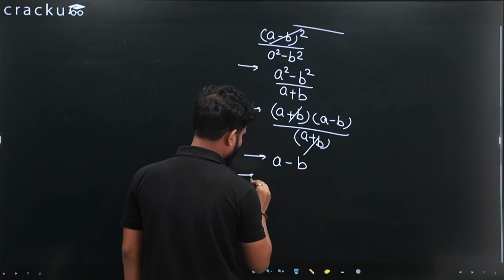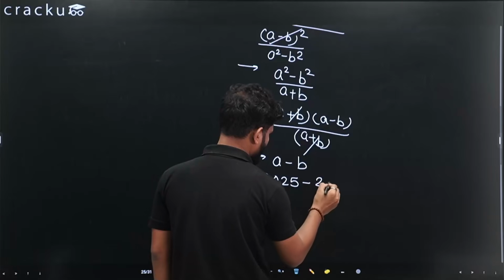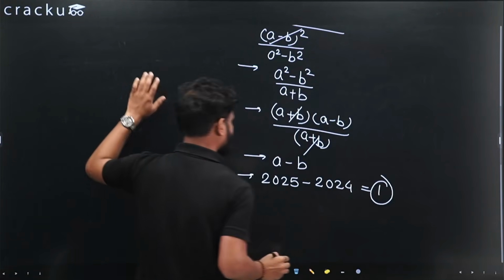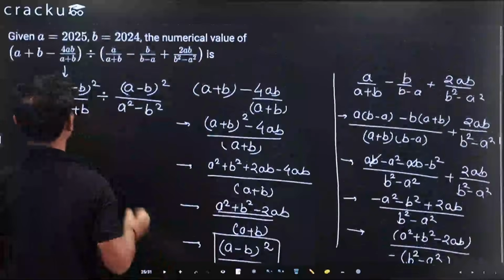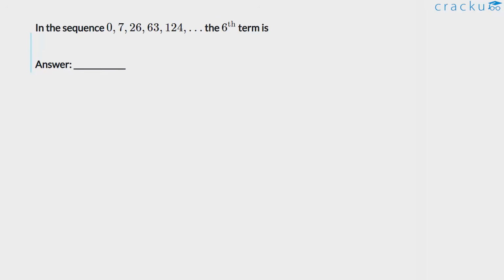What is A? A is 2025. What is B? B is 2024. So A minus B is equal to 1. So the answer to this question will be 1. So 1 is the correct answer here.